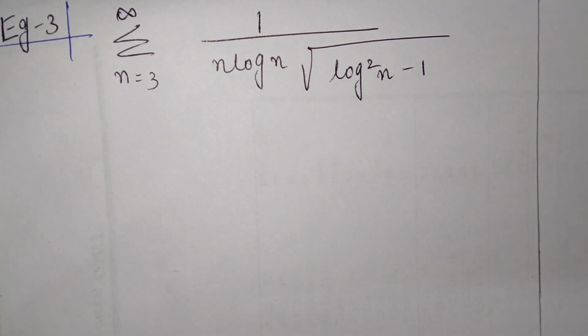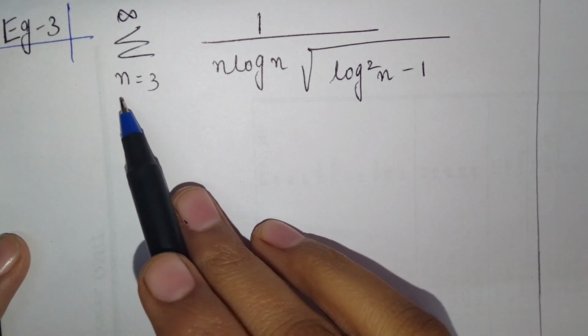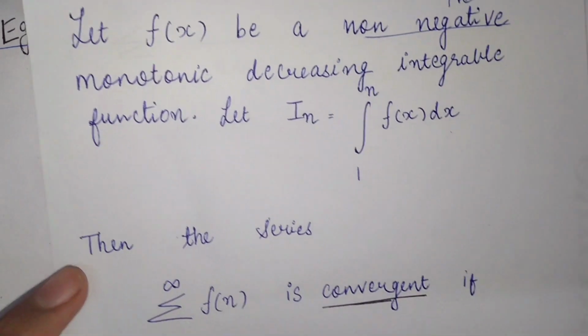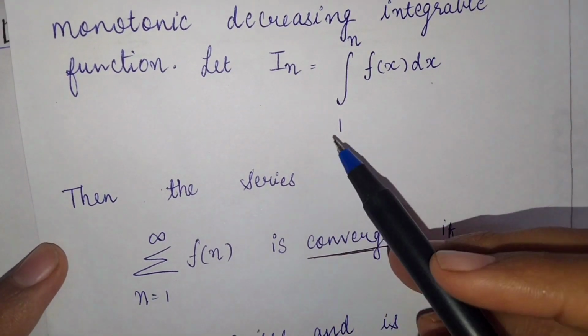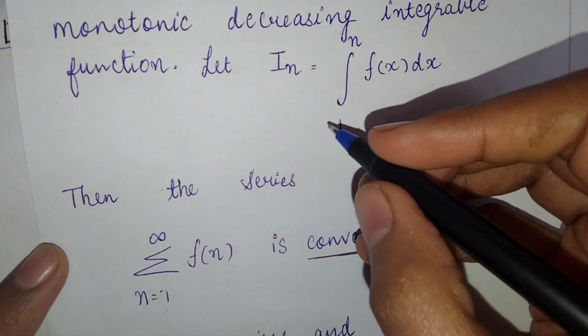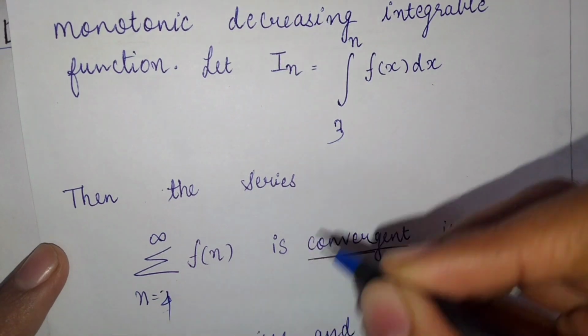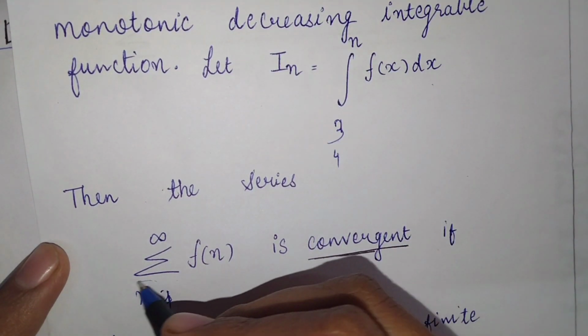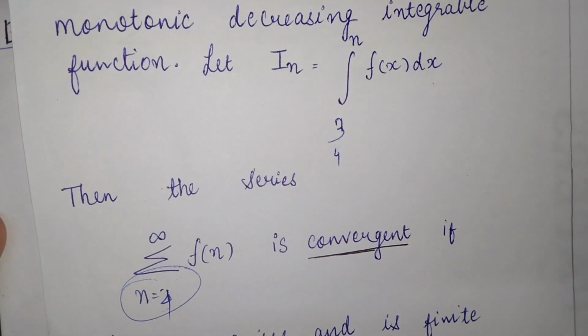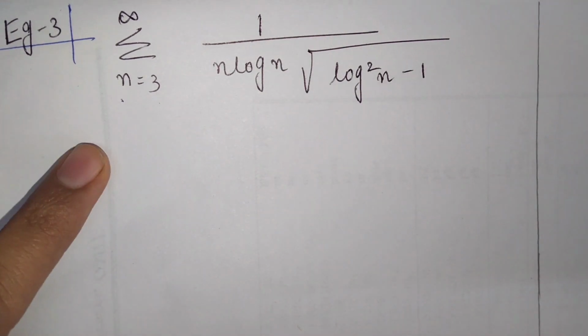Okay. Question 3. Summation n equal to 3 to infinity, 1 by n log n under root log square n minus 1 is given. Now what is given here? That n equal to 3 to infinity. If summation from 1 to infinity is given, then what did we write? Integral 1 to n. If summation n equal to 3 to infinity is given, then here we write 3 to n. If 4 is given, then it will be 4 to n. Means whatever is given here will be our limit of integration. Okay, so here our integral will be 3 to n.